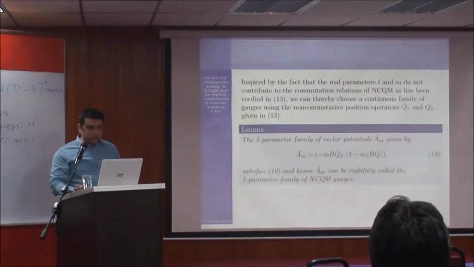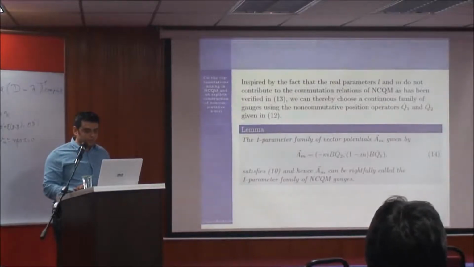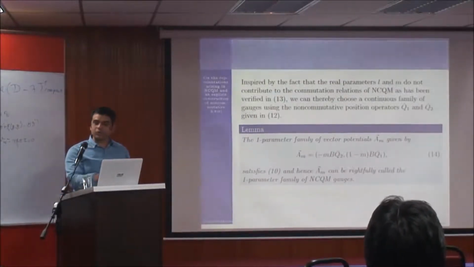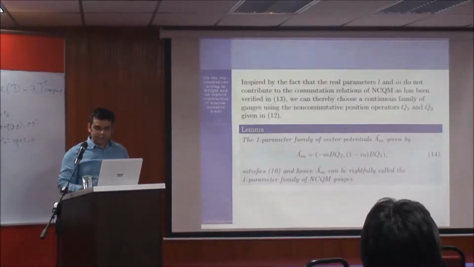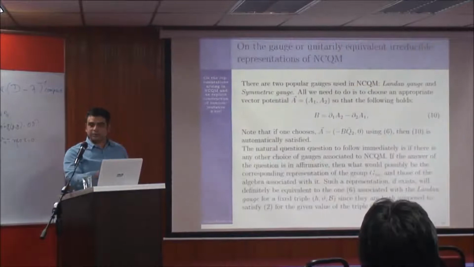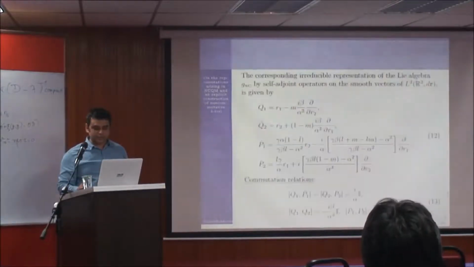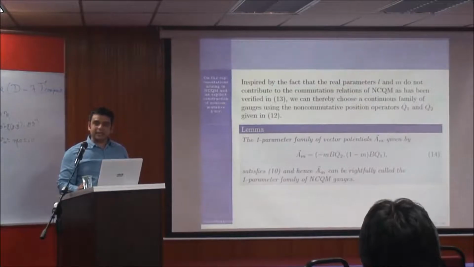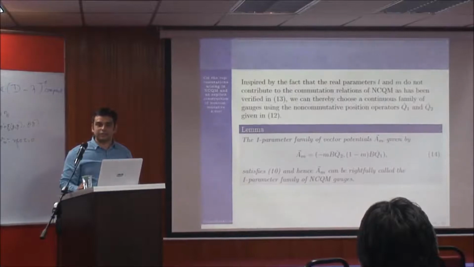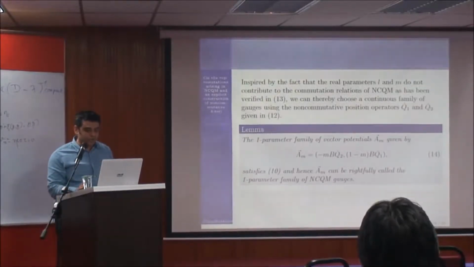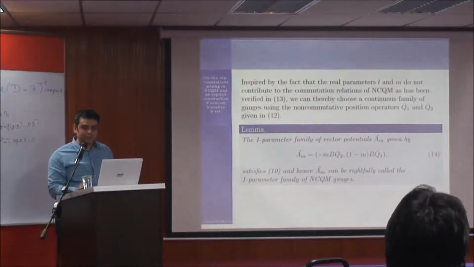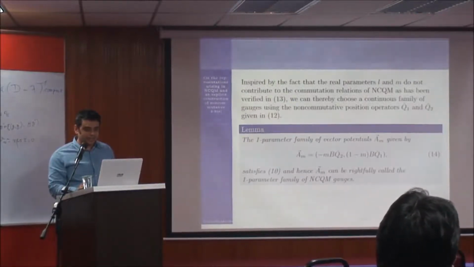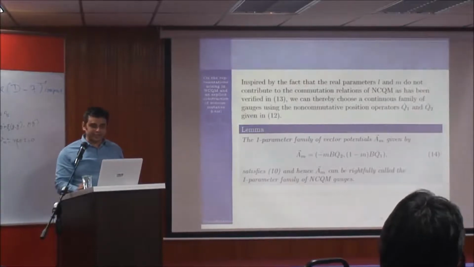Now we give a short lemma where we say that the one-parameter family of vector potentials A_M, given by equation 14, satisfies equation 10, B equal to del 1 A2 minus del 2 A1, and hence A_M can be rightfully called the one-parameter family of NCQM gauges. These are the NCQM gauges that we wanted to find. You can plug in any M here and see what the corresponding vector potential is.